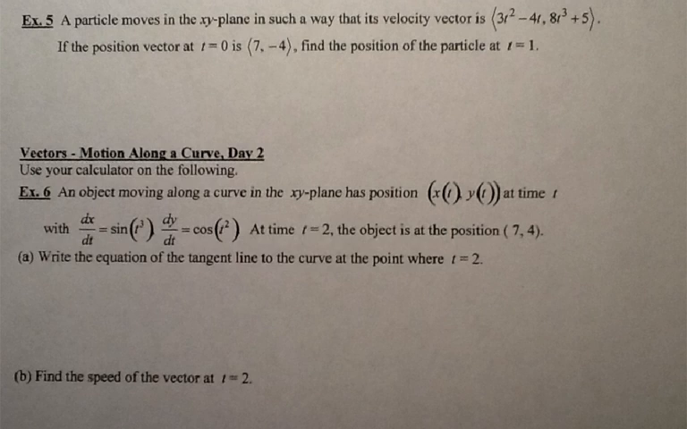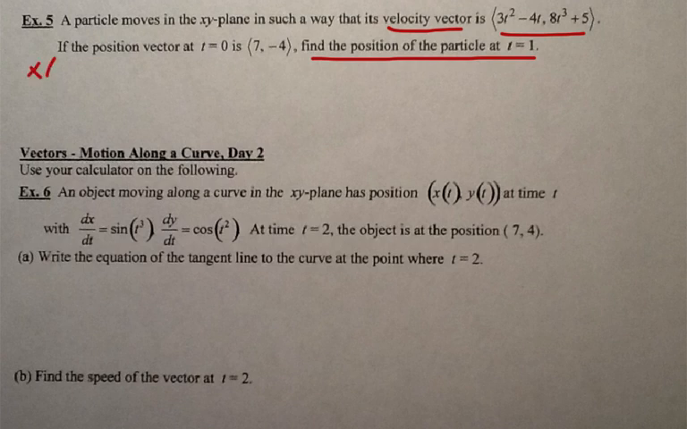Alright, example 5. I'm wondering if I can fit it here. We'll see what we can do. A particle moves in the xy plane in such a way that its velocity vector is, and we're given this velocity vector, if the position vector at time t equals 0 is 7, negative 4, find the position of the particle at time t equals 1. So, we are given a velocity vector, and we need to find the position. Okay? So what do we do to our velocity to get position? We integrate it.